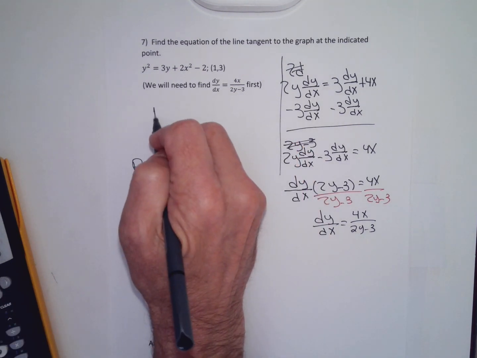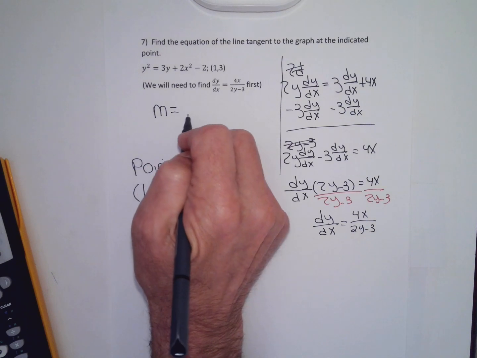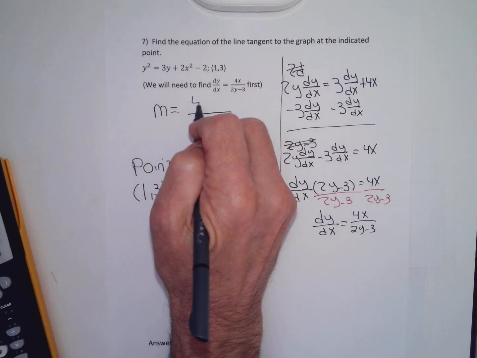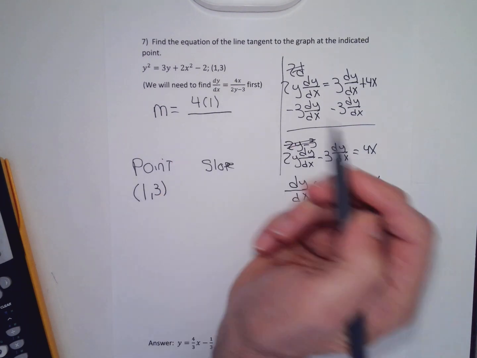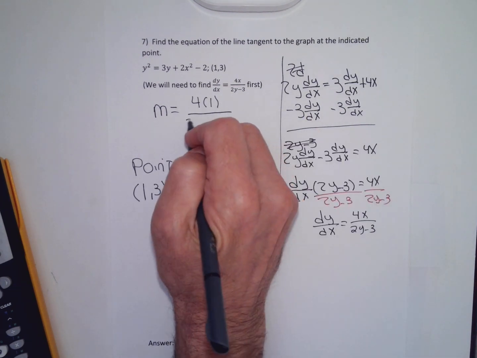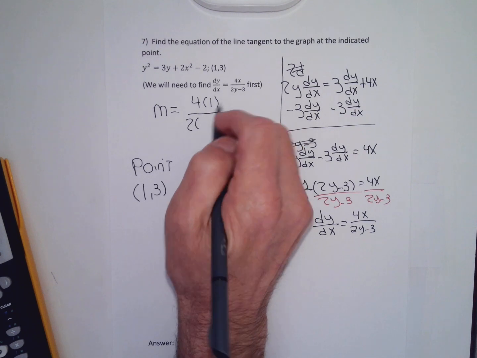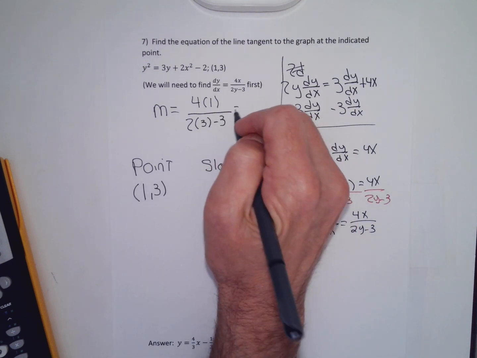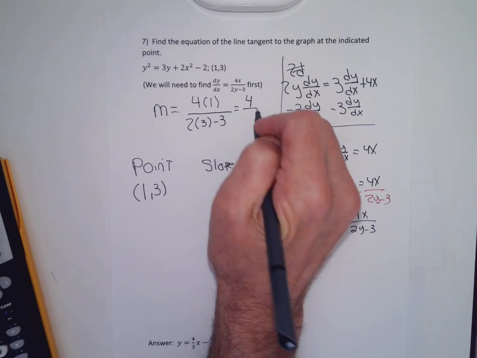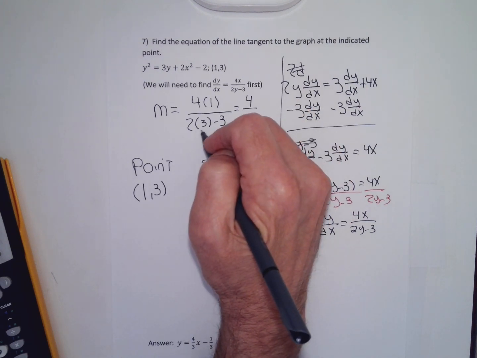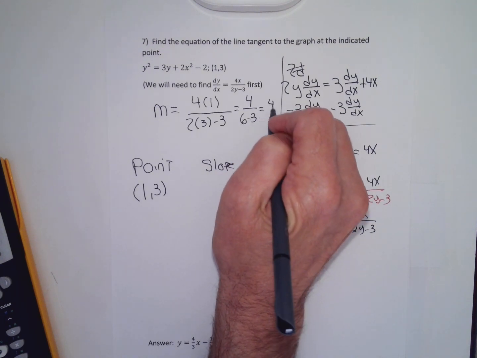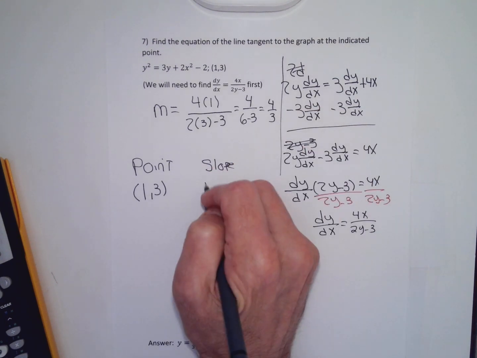To find the slope, I'm going to use the derivative, and into the x for the derivative, I'm going to plug in 1, because that's the x coordinate of the point. And for the y in the derivative, I'm going to plug in 3. So my derivative is going to be 4 times 1, which is 4, over 2 times 3, which is 6, minus 3. So my slope is going to be 4/3.